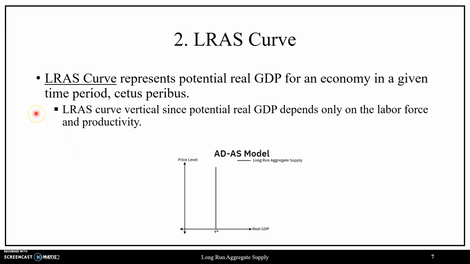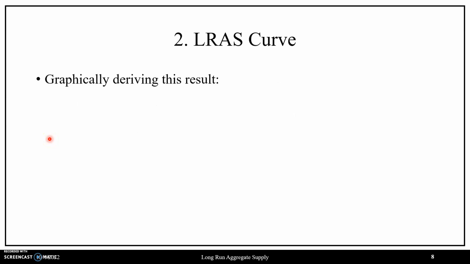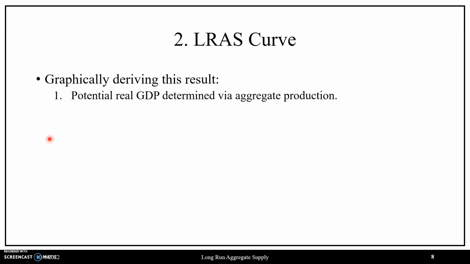Now, the reason why the long-run aggregate supply curve is vertical is, recall that in our discussion of growth, potential real GDP only depends on the labor force and productivity of an economy. That is to say that potential real GDP is independent of the price level. Now, with this intuition in mind, the way that we can convey this graphically is by relating our aggregate production function to the ADAS model. So let us derive this result then.